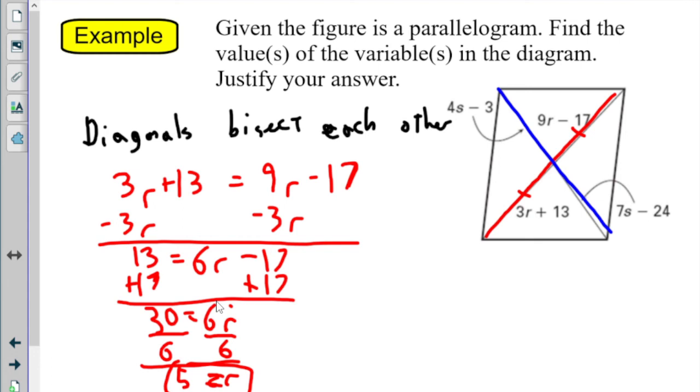Meanwhile, on the other pair of diagonals, here's my other diagonals. They're also going to bisect each other. So they're also going to split each other into 2 equal pieces. So I'm also going to take the pieces of this and set them equal to each other. So I have 7s minus 24, and I have 4s minus 3, and I'm going to set them equal to each other.